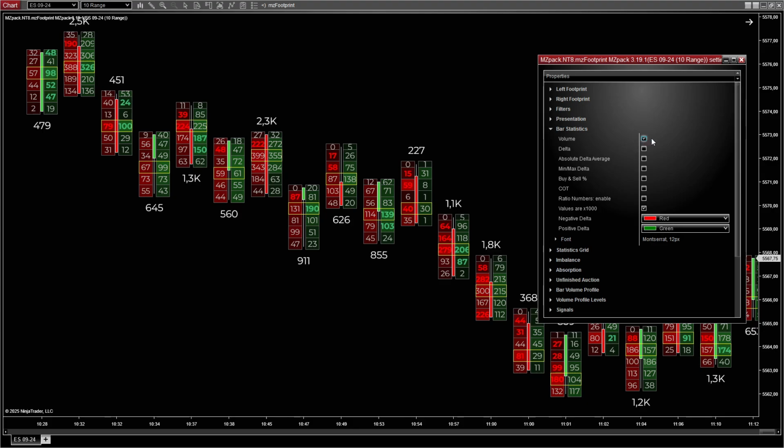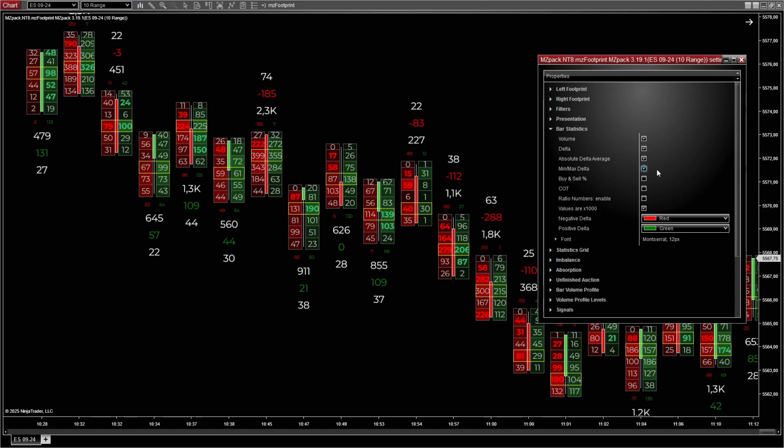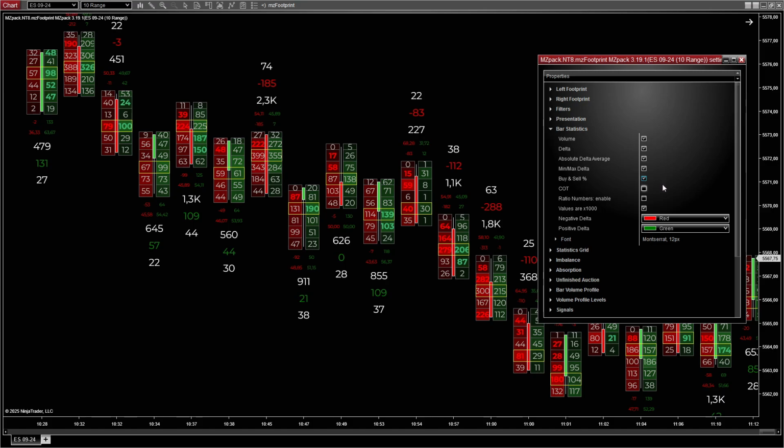Volume: the total number of contracts traded within the bar. Delta: the difference between buy volume and sell volume, indicating the net buying or selling pressure. Absolute delta average, calculated as the sum of all absolute deltas for each price level of the bar divided by the number of levels. Min-max delta: the lowest and highest delta values reached within the bar. Delta percent: bar delta divided by bar volume.